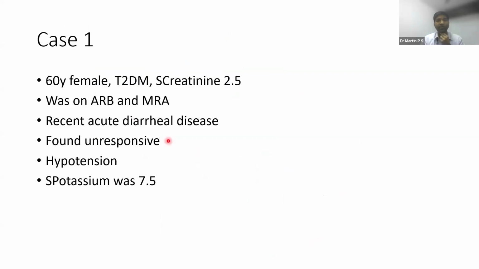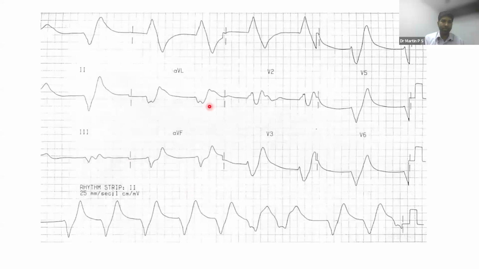My first encounter with type 4 RTA happened during my MD days at Calicut Medical College. This was a 60-something-year-old female with diabetes and a serum creatinine of 2.5. She was on ARBs and mineralocorticoid receptor antagonists, but she had an episode of acute diarrheal disease. She was found unresponsive and hypotensive, and she reached the casualty. Evaluation showed a potassium of 7.5. And this was her ECG.